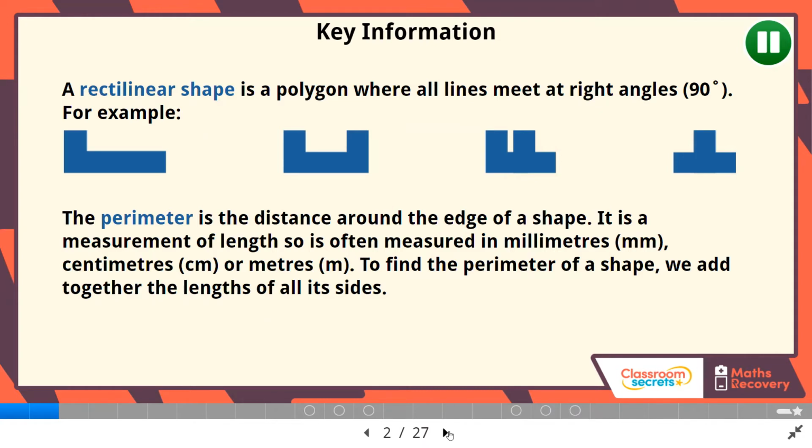The perimeter is the distance around the edge of a shape. It is a measurement of length, so is often measured in millimeters, centimeters, or meters. To find the perimeter of a shape, we add together the lengths of all its sides.